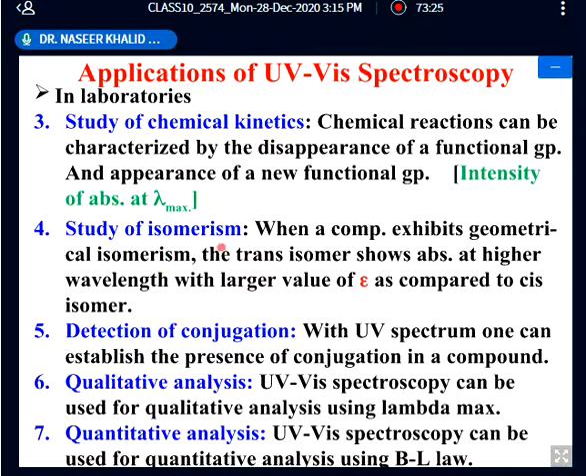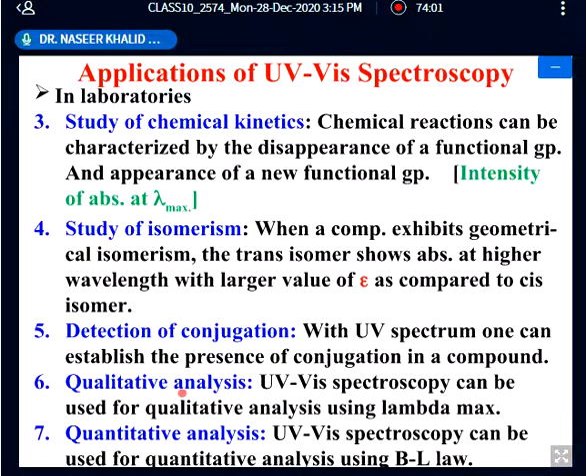We can study isomerism. When a compound exhibits geometric isomerism, the trans isomer shows absorbance at a higher wavelength and with a larger value of epsilon as compared to the cis isomer. So we can study the cis and trans isomers using this technique. We can also detect conjugation. With the UV visible spectrum, we can establish the presence of a conjugated system in a compound, whether it has alternating double and single bonds or not.